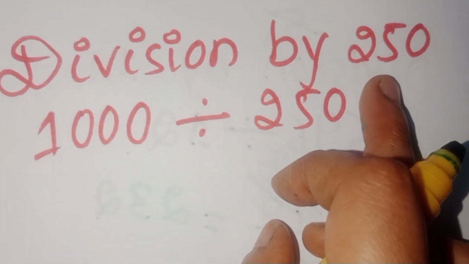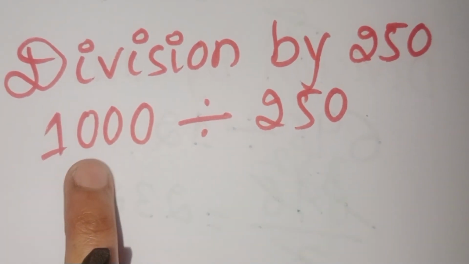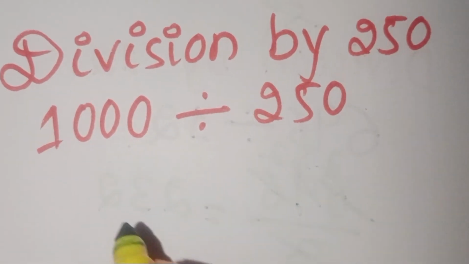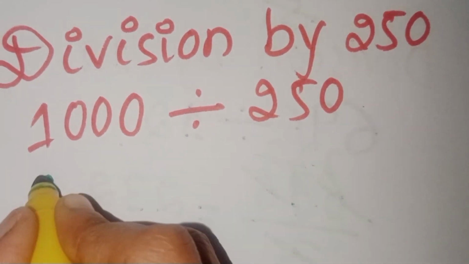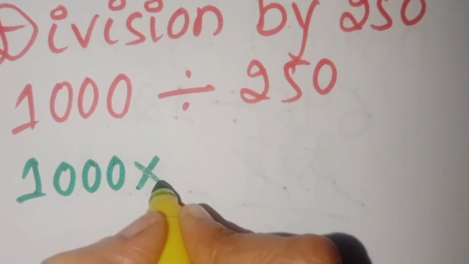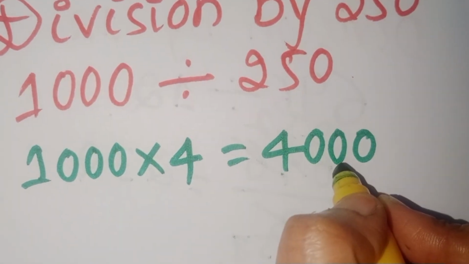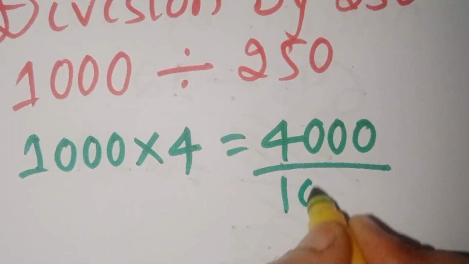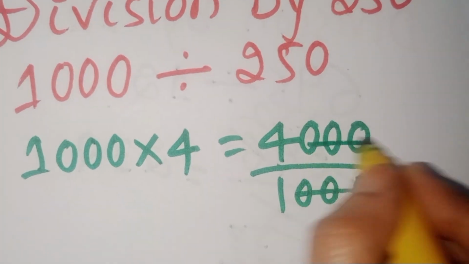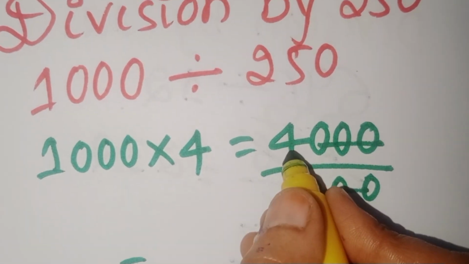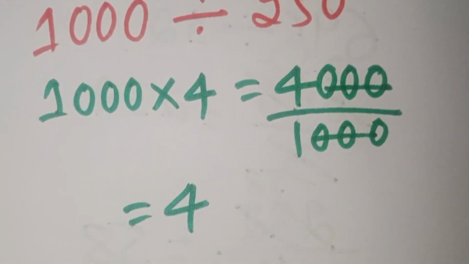Division by 250. First multiply by 4, then divide by 1000. Multiply by 4. 1000 into 4 is equal to 4000. Then divide this number by 1000. This 0, this 0, this 0 cancel. So the result is 4. So the answer is 4.